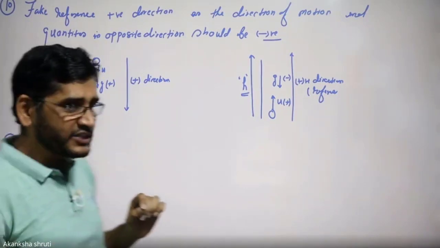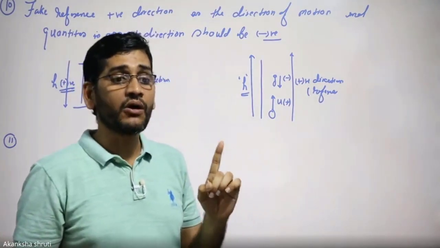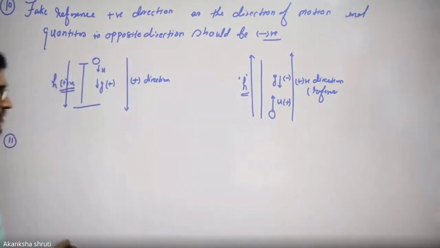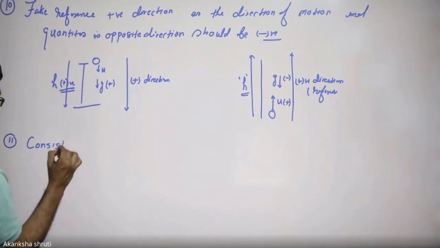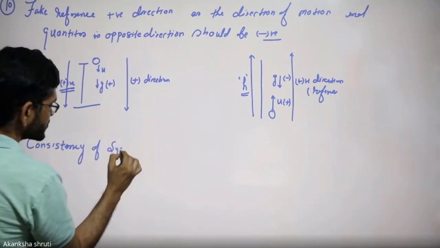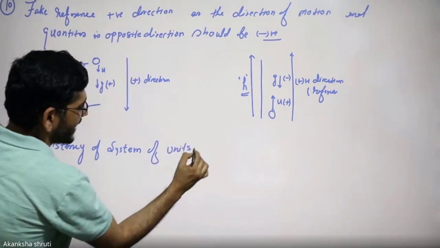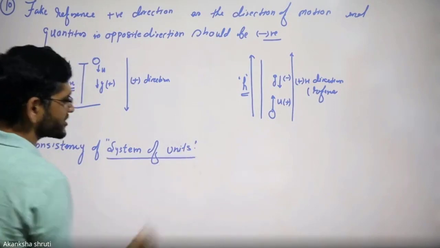For solving the numerical, you must consider the system of unit. So all the units should be in the same system of unit. Consistency of system of units is very important. It means all the quantities should be in the same system of unit.